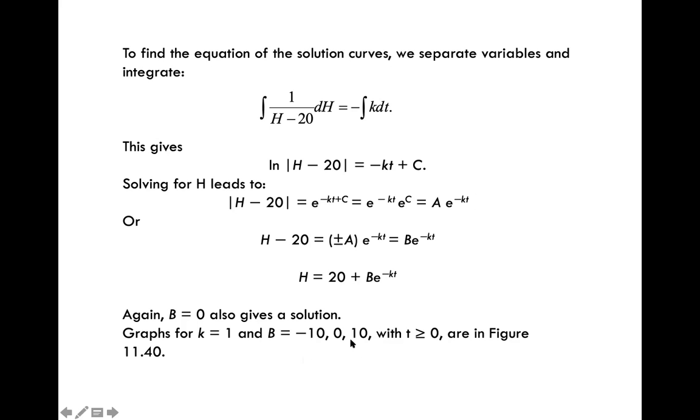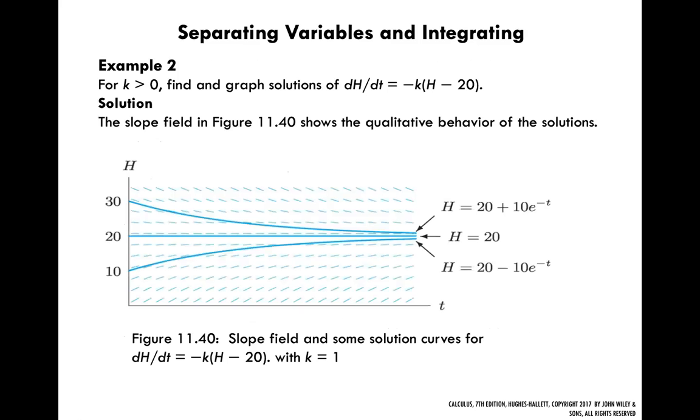And these choices for b are kind of arbitrary. They are not having specific meaning except for showing you what these solutions look like. So we have b equal to 0 gives you h equals 20. b equal to minus 10 gives you the curve here on the bottom. And b equals plus 10 will give you a curve here on the top. And if you chose it to be plus 20, it would be higher and then still converge down to this solution of h equals 20.